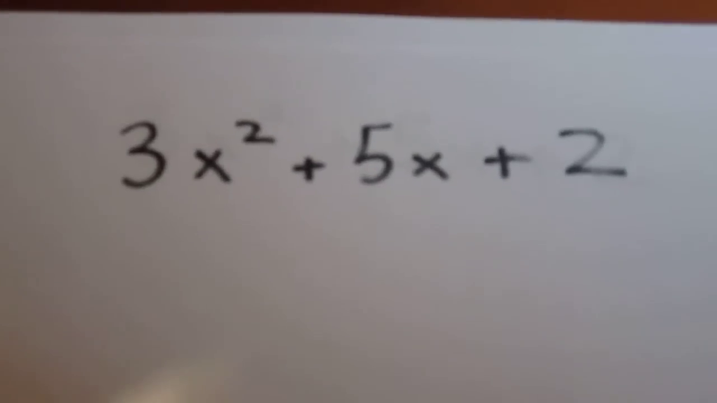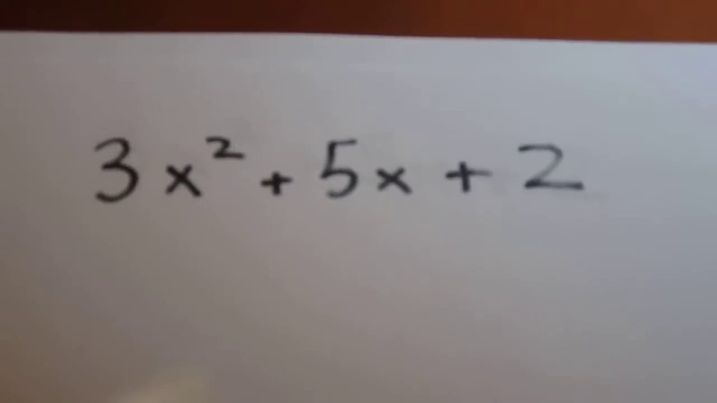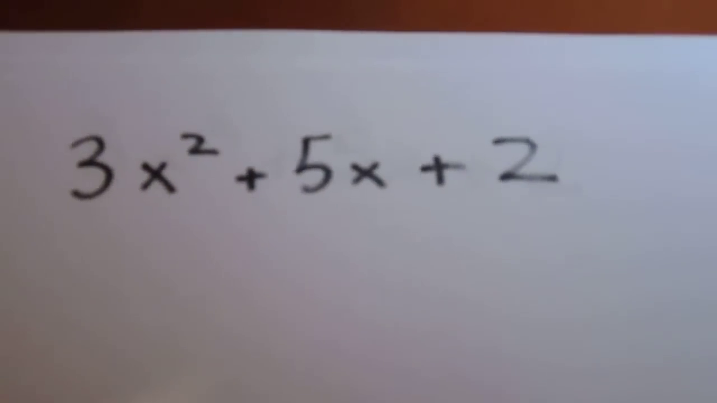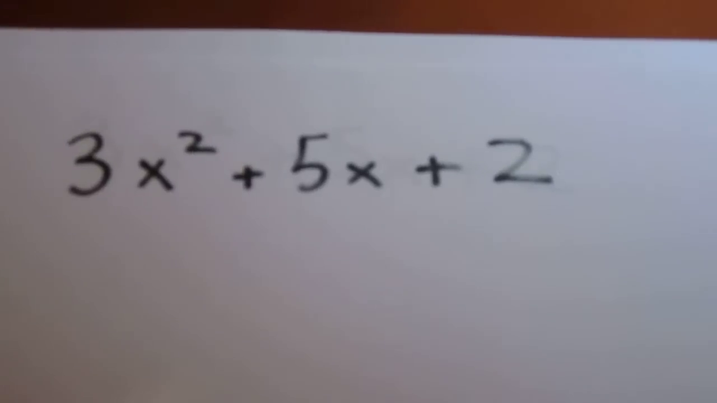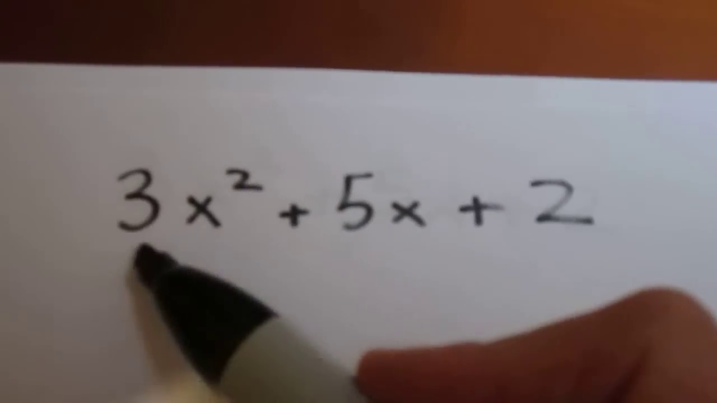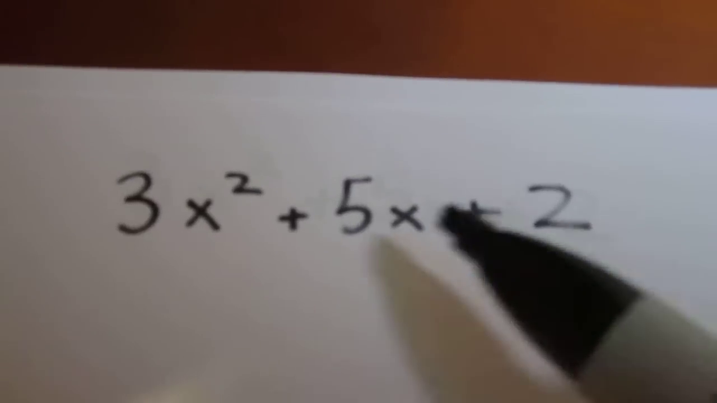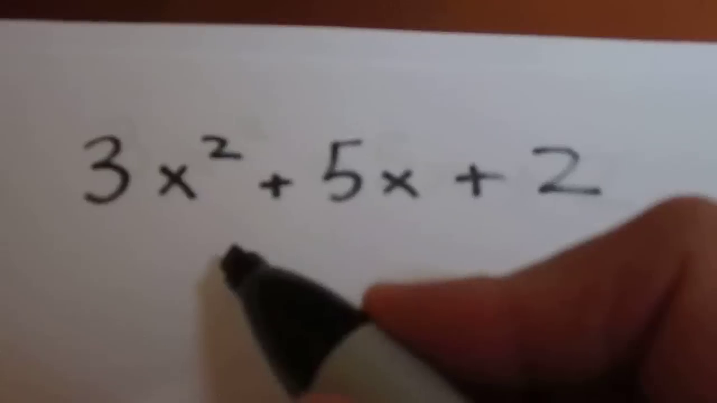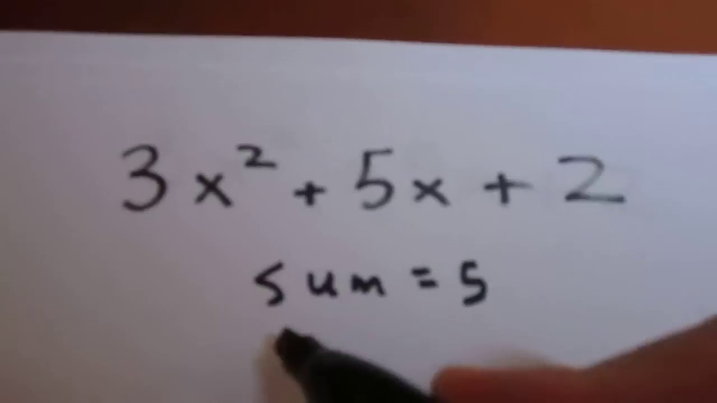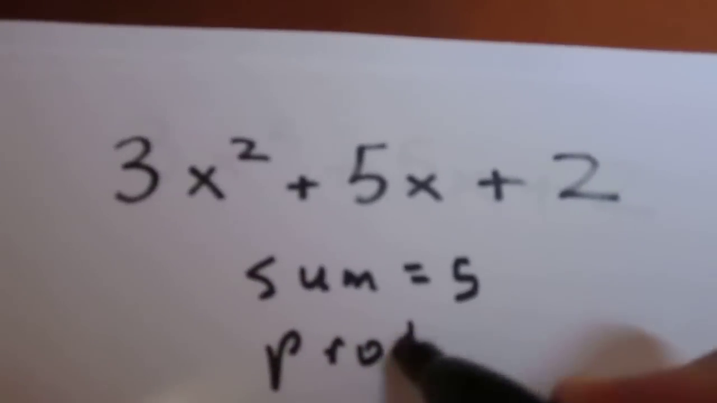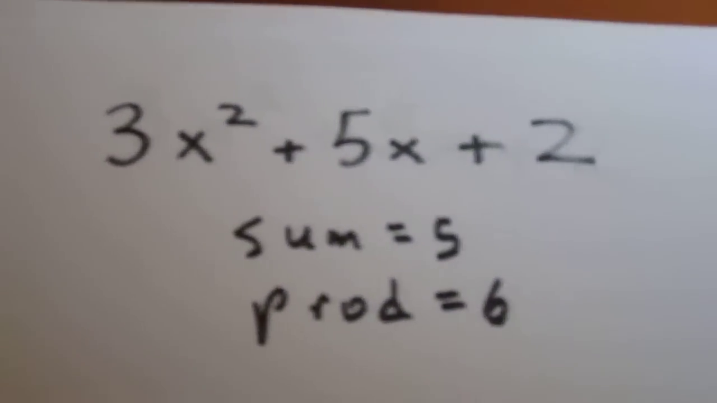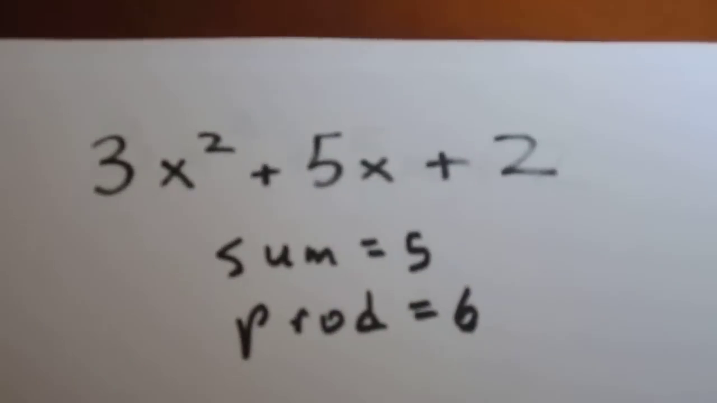Next question, we would like to factor the trinomial 3x squared plus 5x plus 2. What we can do here is use decomposition. We would like to find two numbers that multiply to 6 and add to 5. The sum is 5, the product is 6. Those two numbers are going to be 3 and 2.